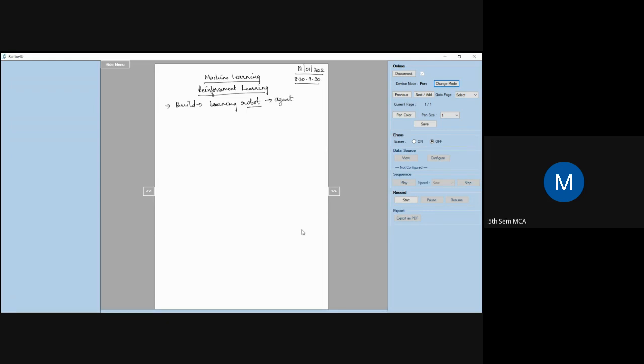Now this is what we'll be learning in reinforcement learning. If we are trying to consider training a robo, or building a learning robo, which is also called an agent, then how do we go about it using this concept of reinforcement learning, right? Now this robo, which I am also calling an agent.